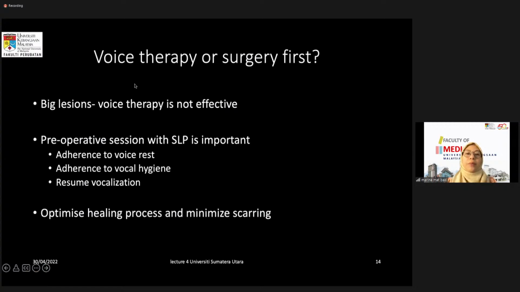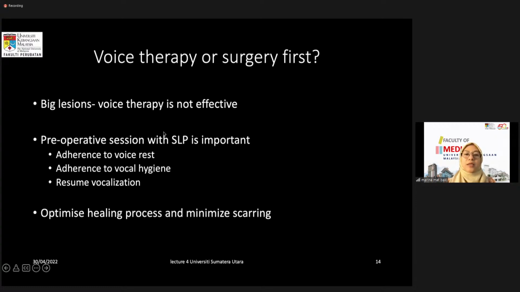So now, when patients have lesions on the vocal fold, when there are big lesions, voice therapy is not effective. For example, you have a big vocal fold cyst, you have a big vocal fold polyp. Voice therapy is not effective. It wouldn't reduce the size of a big cyst. It wouldn't reduce the size of a polypoidal lobulated polyp. But voice therapy still has a role.